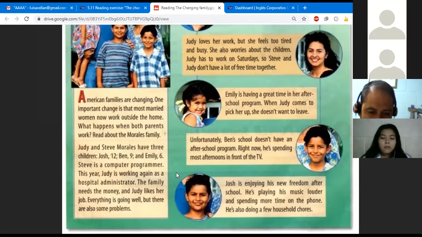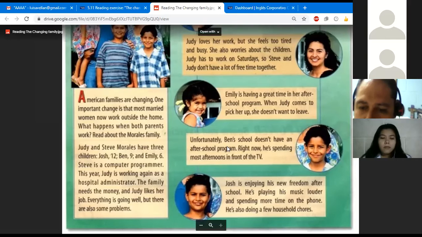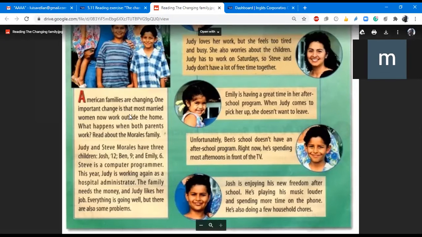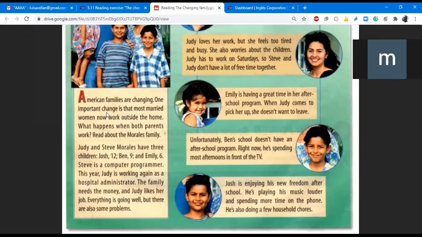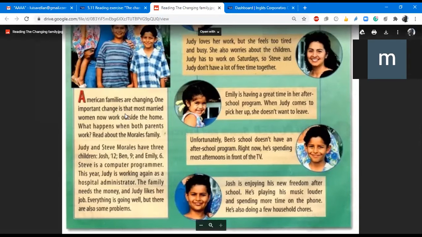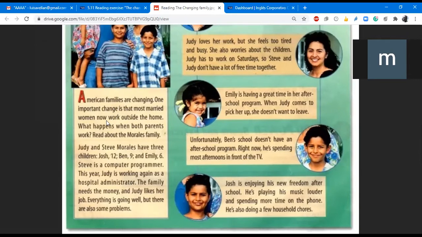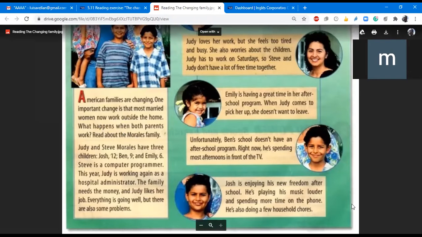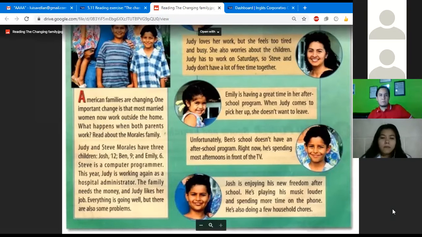Okay, good. Then you have in the first paragraph about American families, right? American families are changing. One important change is that married women work outside the home, and what is the problem they have when both of them work outside? Okay, good. Now, do you see anything similar in El Salvador?